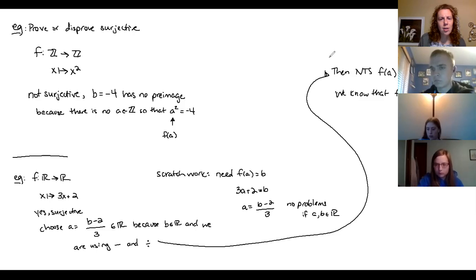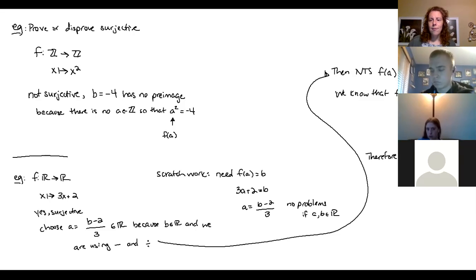That's good. Actually, I don't earn a smiley face yet because I've got to finish my proof and say therefore. But that's good. That's what I wanted. That's what I wanted my equation to be. And we can say therefore, f is surjective, as desired. And then I can earn a smiley.